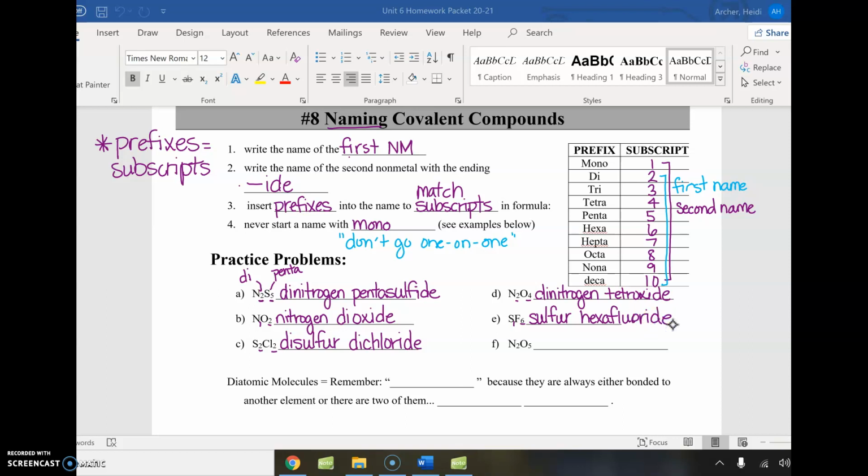And it's hexafluoride. So on the previous one, the reason we dropped the A again was because it was butting right up to the O. Next, we have 2 and 5. So we've got dinitrogen. And then again, we're going to run into an A and an O. So we're going to drop the A, pentoxide.